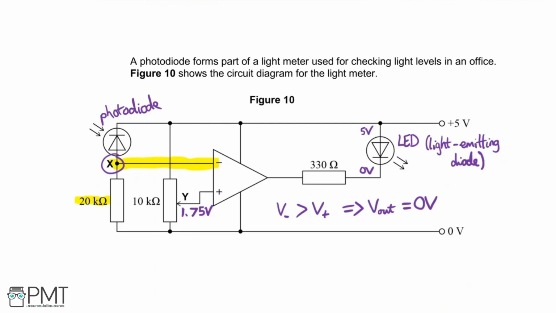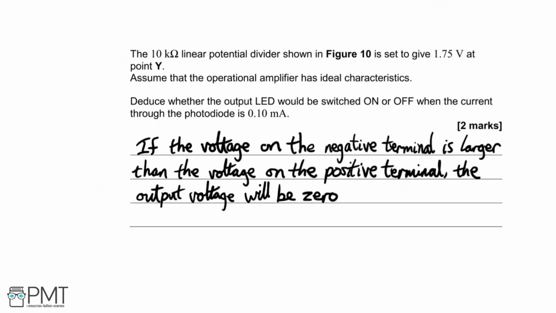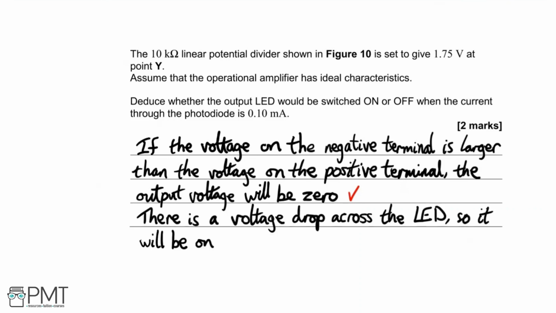Let's write that in the answer space. So the first thing to say is that if the voltage on the negative terminal is larger than the voltage on the positive terminal, then the output voltage will be 0 volts. And that will be your first mark. Your second mark will not just be for stating that the LED is on, but explaining why, i.e. that there's a voltage drop across the LED. And that would be your second mark. So 2 marks there.